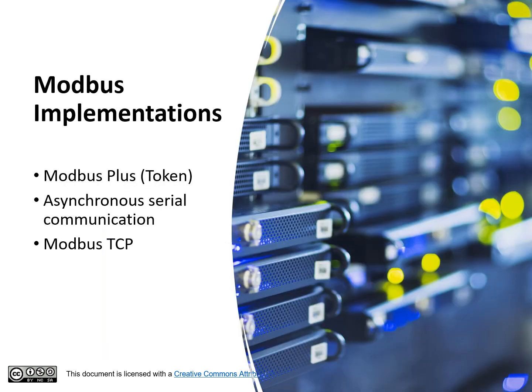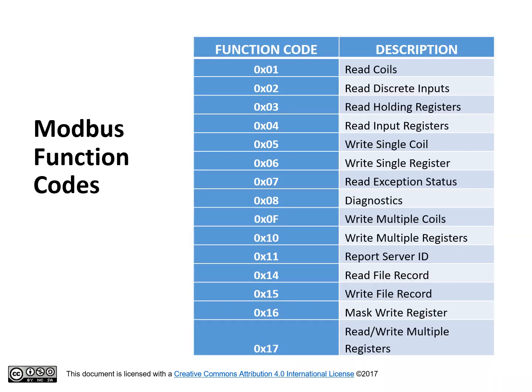The three major implementations of Modbus include Modbus Plus, a high-speed token passing network, asynchronous serial communication, and Modbus TCP, the TCP/IP over Ethernet encapsulation. The Modbus protocol specifies the protocol data unit, PDU, which is comprised of the function code and the data field, and it is independent of the underlying communication layers. A summary of the most important function codes is shown in the table. Note that coils are 1-bit storage or output. Registers are word size.